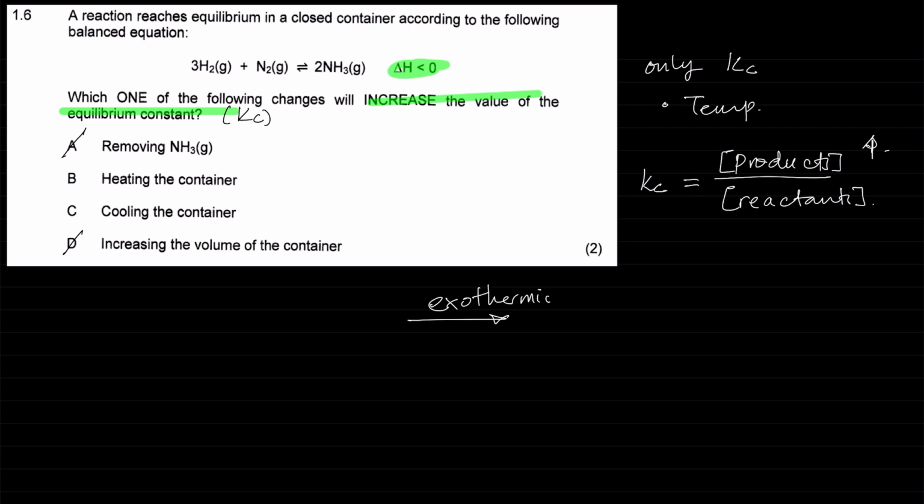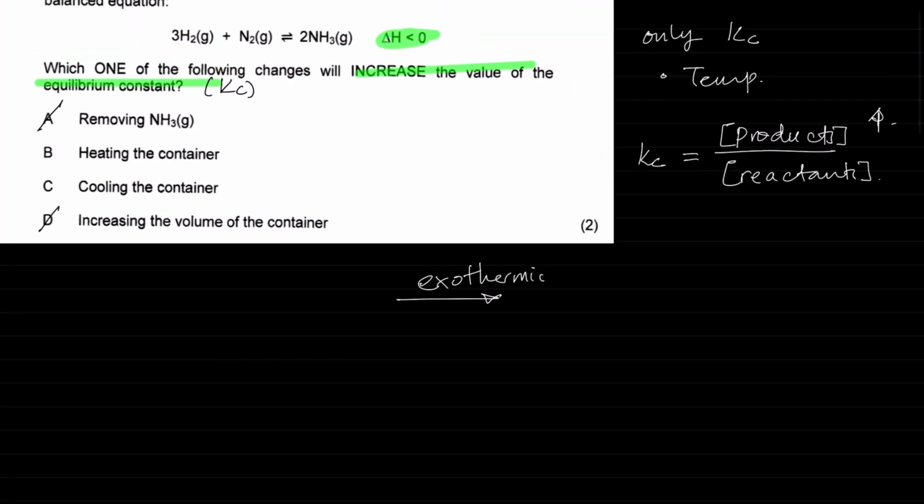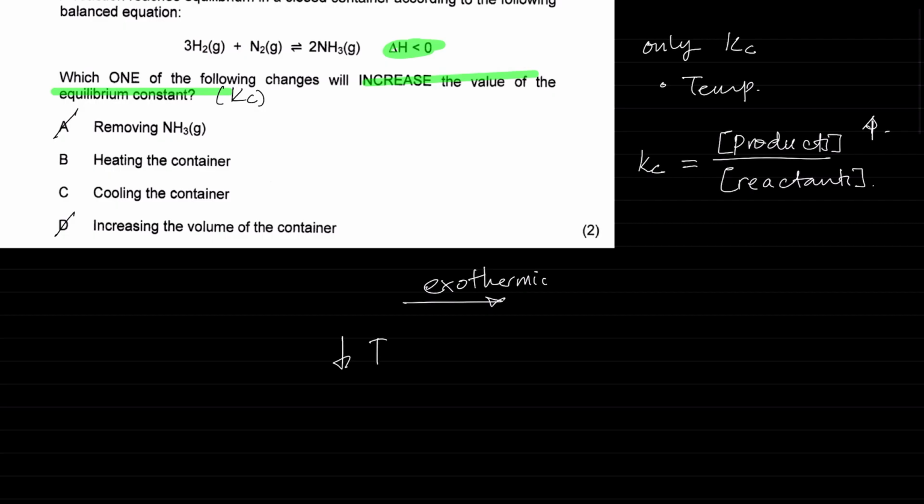How can we favor the forward reaction? We can favor exothermic reaction by decreasing temperature. Remember, if you decrease the temp, it favors exothermic. Let's see if that's an option. We have cooling the container. So the answer is C.